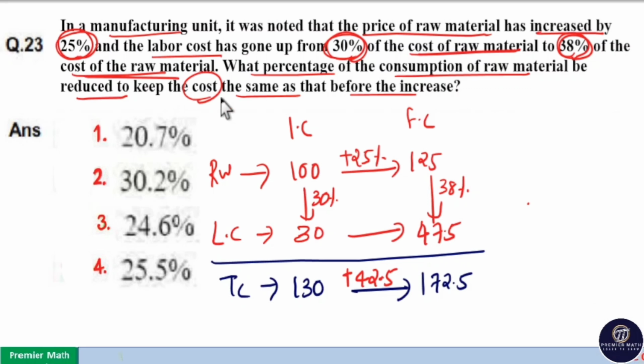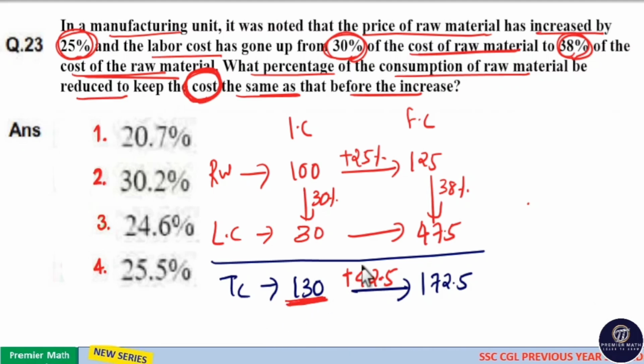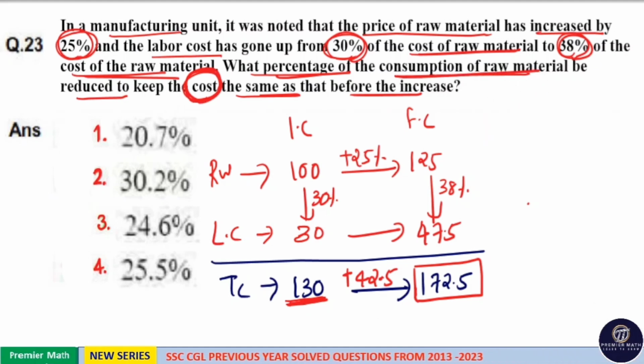Now here the question clearly says that we have to keep the cost the same as that before the increase. Before the increase, cost was 130 rupees. So we need to keep this 130 rupees. In order to keep this 130 rupees, we have to subtract 42.5 from this final cost 172.5. So here the percentage reduction of the consumption of raw material is the same as the percentage reduction in the total cost, because here raw material cost influences the total cost. That is, total cost is based on this raw material cost.